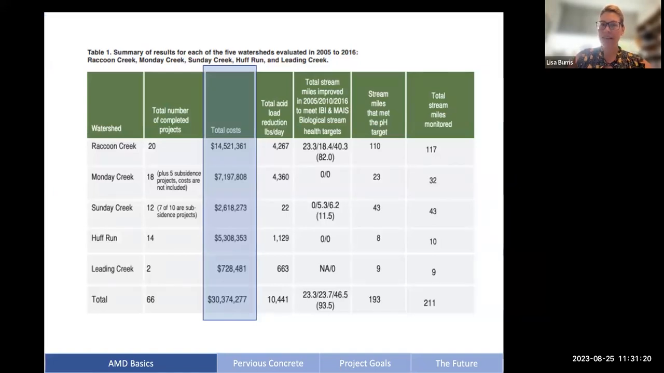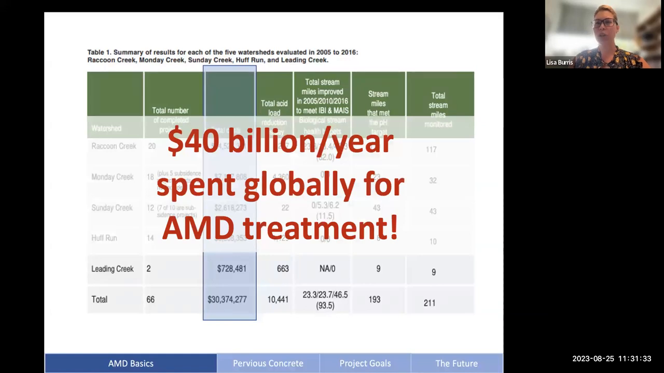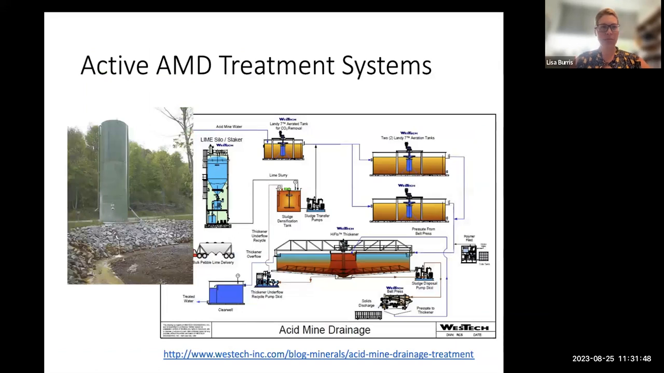This chart shows the cost to reclaim several AMD affected creeks in Ohio. And you can see that it amounted to more than $30 million over, I believe, about a 10-year period. $40 billion per year is spent globally for AMD treatment as well. So 30 million in Ohio, multiplied by orders of magnitude across the globe. So if we could solve this with a cheap, widely available, simple to construct material like concrete, that would be a huge benefit.